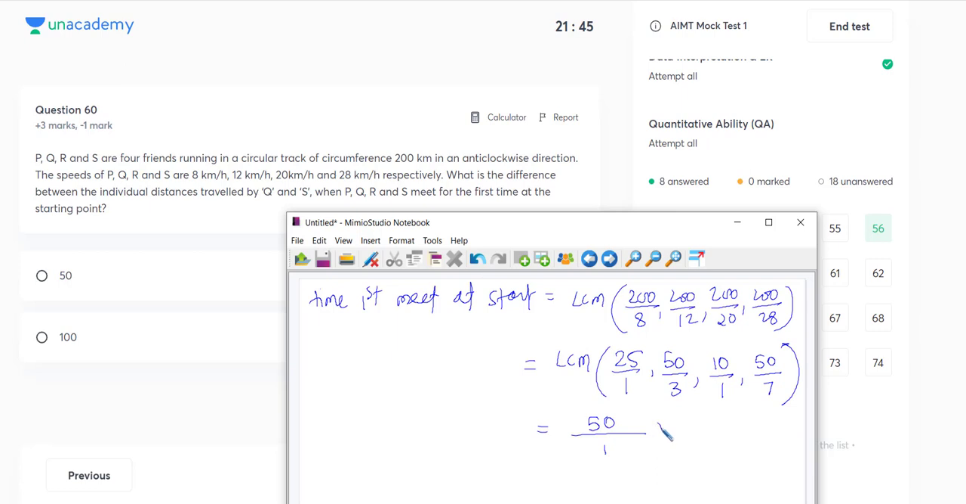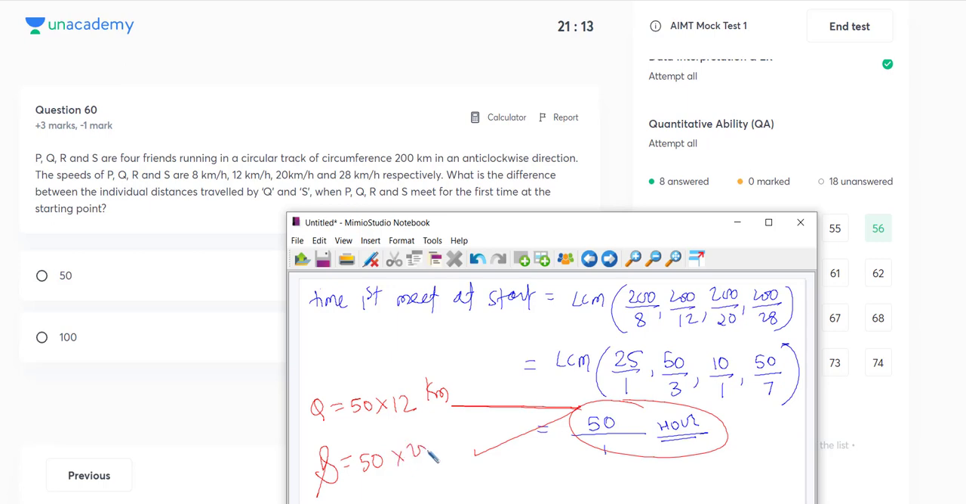So 50 hours. After every 50 hours they are going to meet at the starting point. So their first meeting happens at the starting point after 50 hours. What is the difference between the individual distances traveled by Q and S? In these 50 hours, the distance traveled by Q is 50 into the speed of Q, which is 12. And in these 50 hours, the distance traveled by S is 50 into 28.